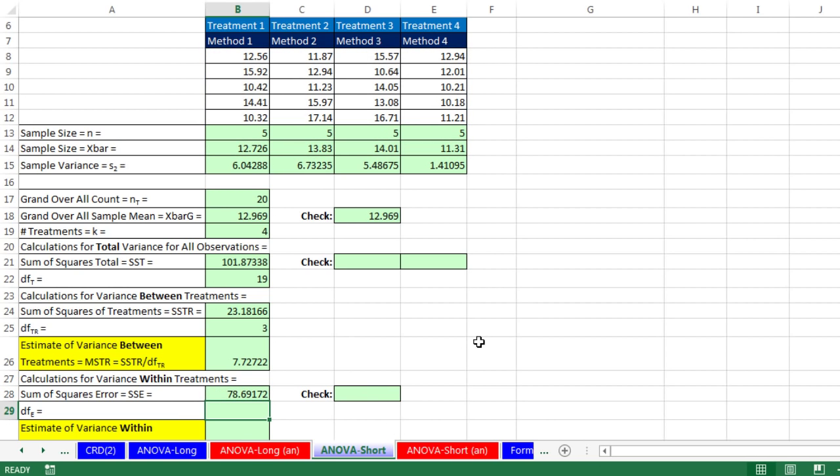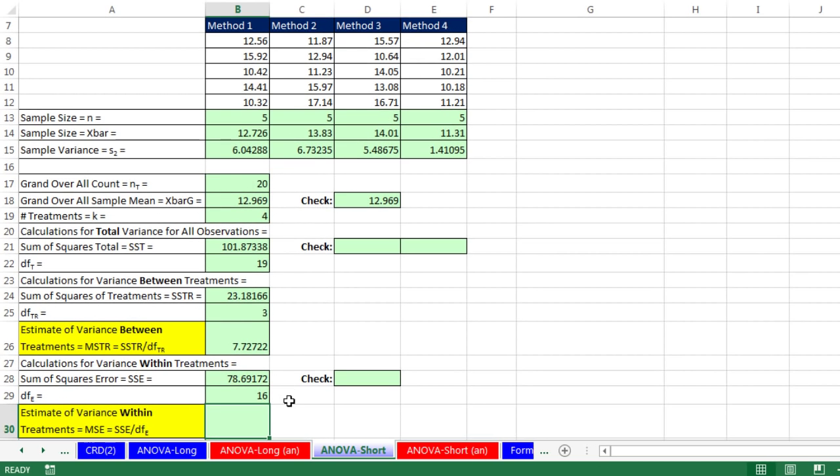Now we want to calculate our degrees of freedom. We had all 20 items. So I'm going to take that 20. And we had 1, 2, 3, 4 sample means. So we're going to subtract 4. And there's our degrees of freedom, 16.